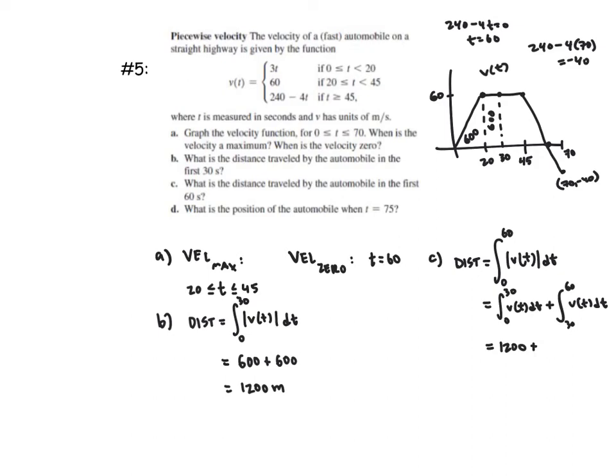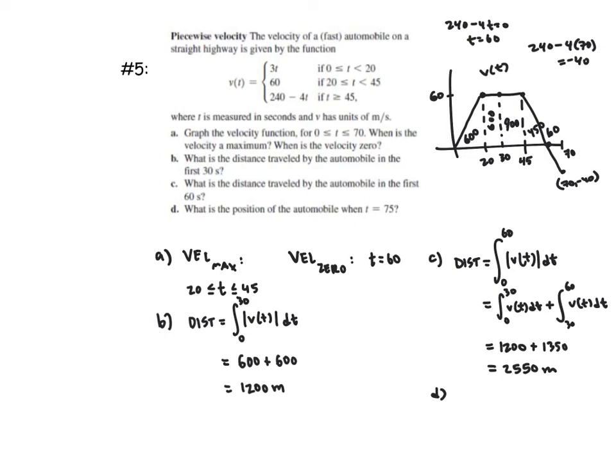The second part, I'm going to find each of these areas separately. So 15 times 60 is 900. And then 1/2 of 15 times 60 is 450. So I'm going to have 1,350 acquired, that much distance acquired from time t equals 30 to time t equals 60. So it looks like the total distance traveled in those first 60 seconds is 2,550 meters.